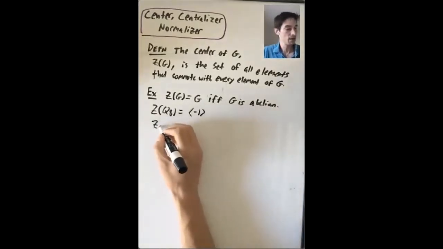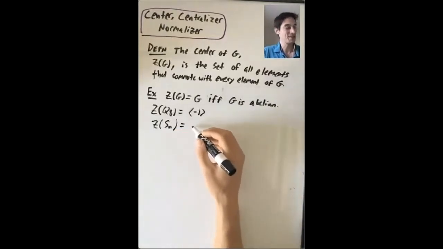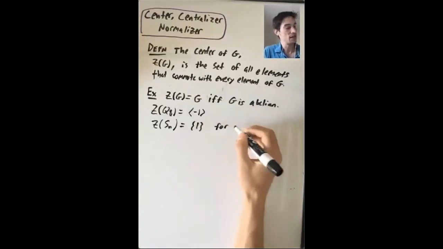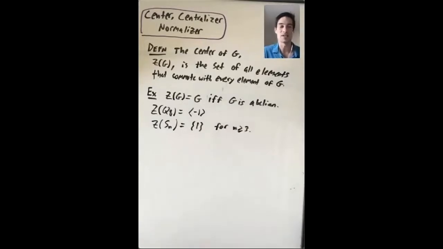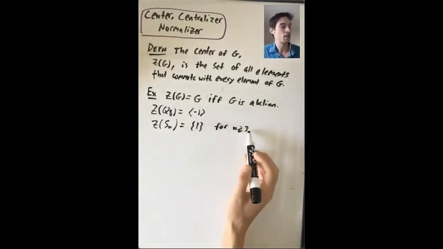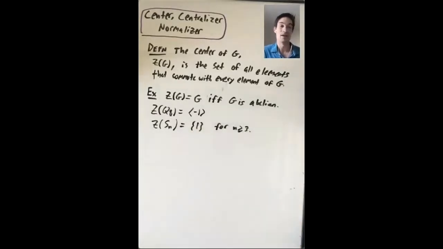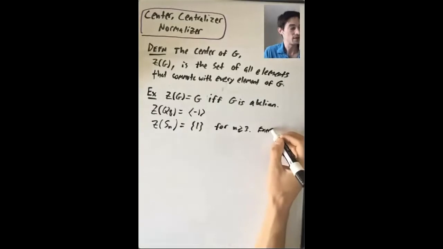What about S_n? Well, it's a little exercise to show that the center of S_n is trivial as long as n is greater than or equal to 3. S_2 is just the same thing as Z mod 2Z. It's a group of two elements and they commute. But as soon as you have at least 3 elements, the center of S_n is trivial. So given any permutation, you want to find another permutation that does not commute with it. And this is a good exercise to do.